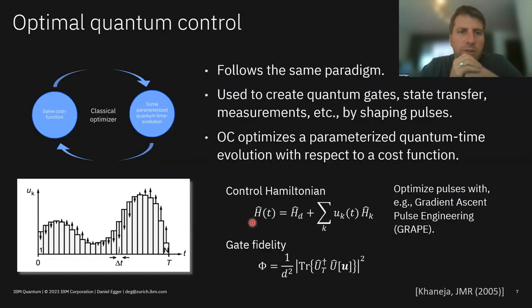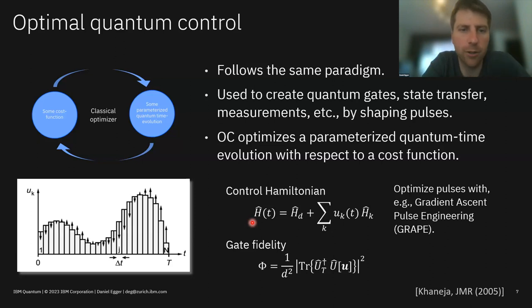Now, this type of control flow is in fact not new. It turns out that optimal quantum control, which is another field of research, has been looking at these types of problems for a long time, several decades in fact. For instance, in nuclear magnetic resonance, people have been trying to shape pulses to transfer excitations from one part of a quantum system to another. It follows the same paradigm, where we have some parameterized quantum time evolution and a cost function that we would like to optimize.